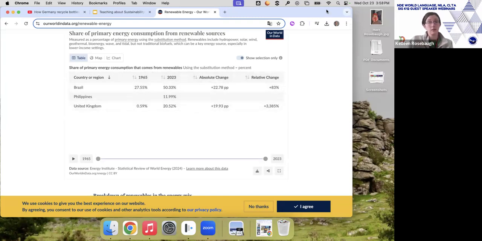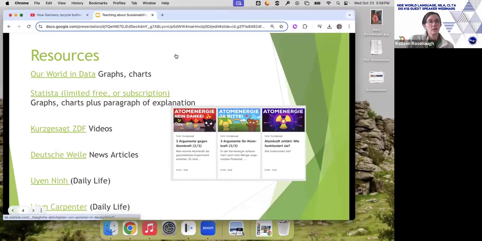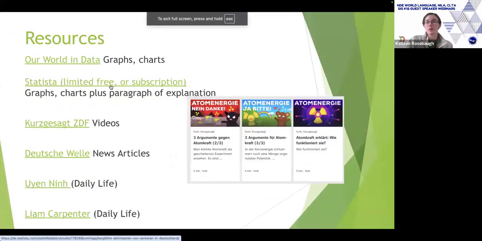So Our World in Data is a relatively new source, but all of their stuff is free, and it's very interactive for students to be able to use. And then Statista is also set up with different graphics and graphs. It has less for people to manipulate themselves, but it will also have a paragraph of explanation attached to it to describe what this chart is illustrating. So you can give it to students either just the chart for them to look at, or you can give them the paragraph as well, and they can see how well this is represented in the graphic that you have.